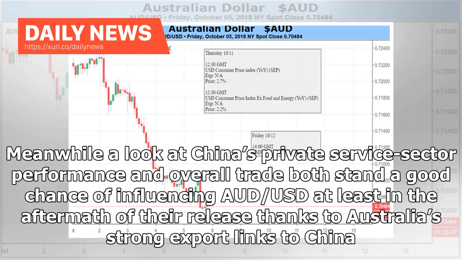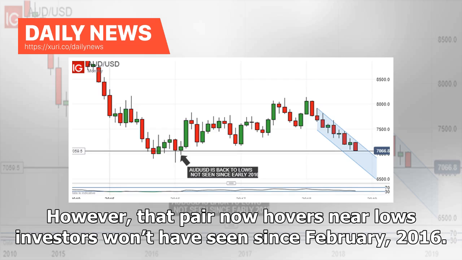Meanwhile, a look at China's private service sector performance and overall trade both stand a good chance of influencing AUD/USD, at least in the aftermath of their release, thanks to Australia's strong export links to China. However, that pair now hovers near lows investors won't have seen since February 2016.